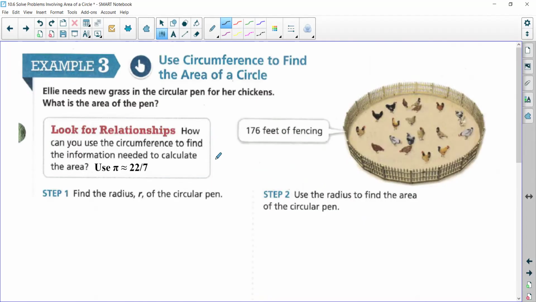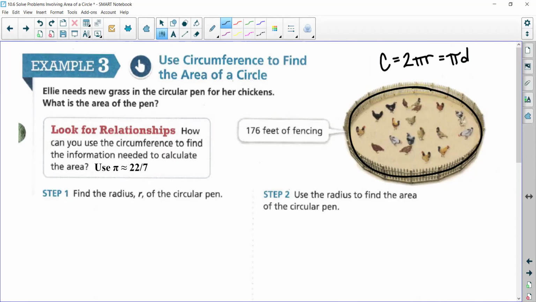Okay, example 3. Similar to example 2, Ellie needs new grass in the circular pen for her chickens. What is the area of the pen? All right, we're told that there are 176 feet of fencing. We're told the distance around the circle. The distance around this circle is a measurement of circumference. So our circumference, which is 2 pi r, or pi times diameter, is 176. Using this circumference formula, I need to find the radius. That's what it's telling me to do here for step 1.